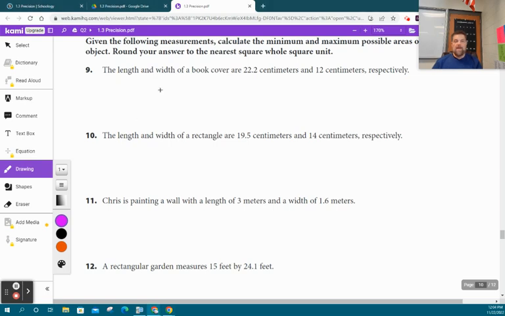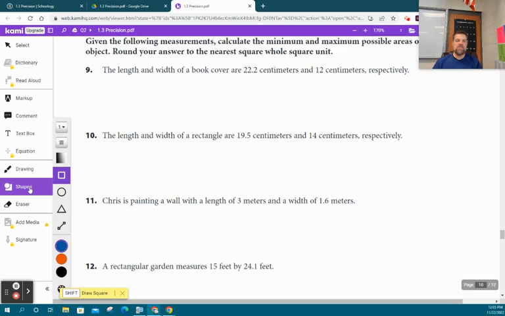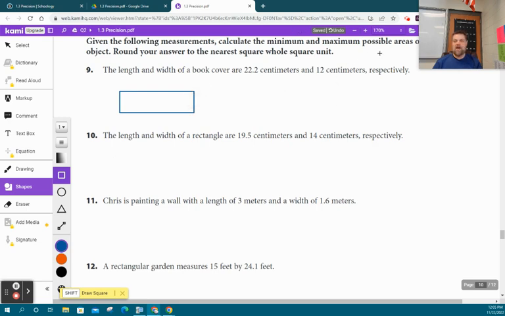So we have to calculate the minimum and maximum possible areas for each object. It says the length, and by the way, these are just like the example problems that we did. The first one is the length and width of a book cover, respectively. So what shape is a book? Rectangle. It's a rectangle, right?